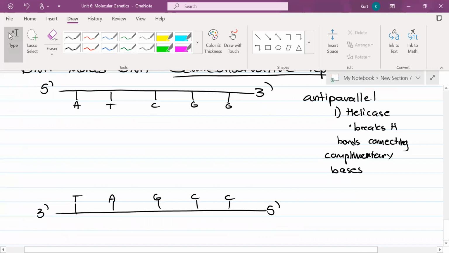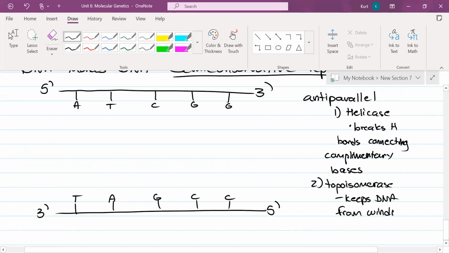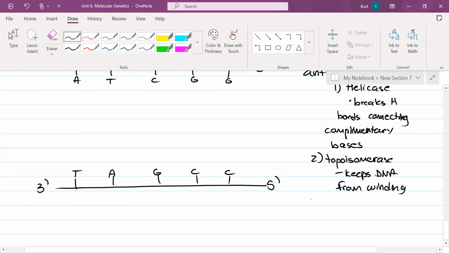The next enzyme that you want to use is topoisomerase. What this does is it basically keeps DNA from winding up again. You don't want it to get all twisty while you're trying to copy. You want to keep it flat. That's what topoisomerase does.